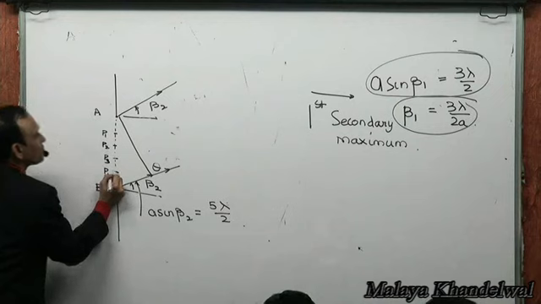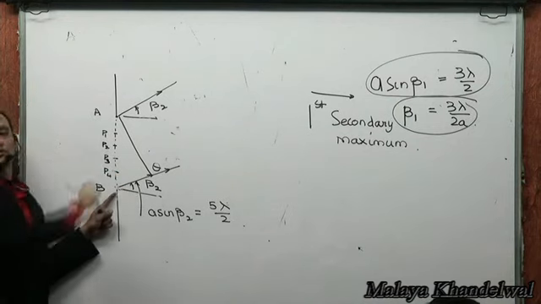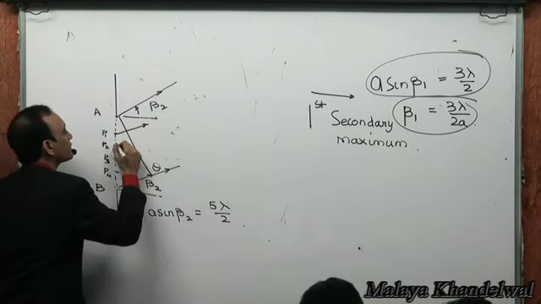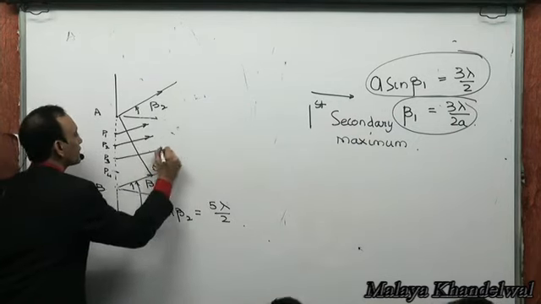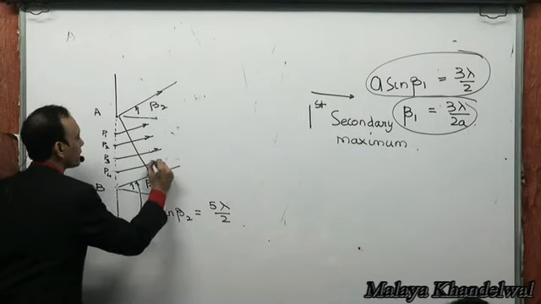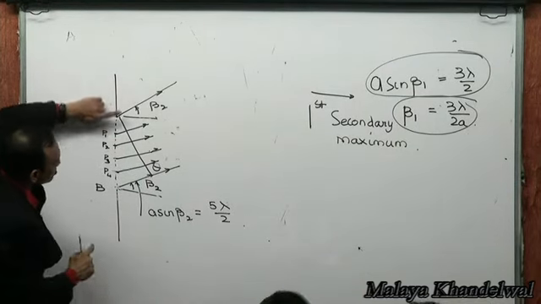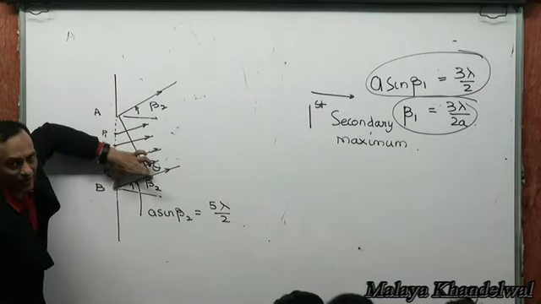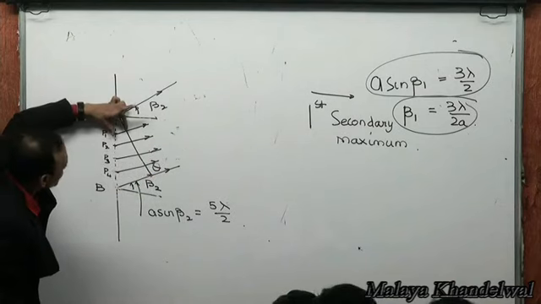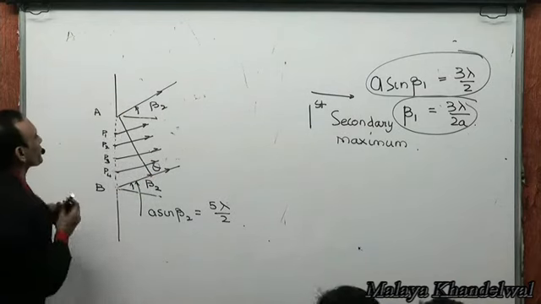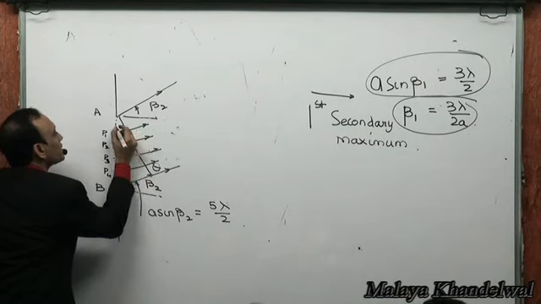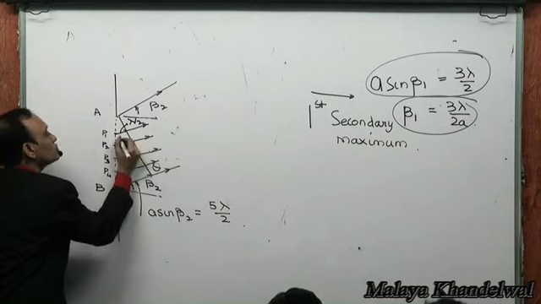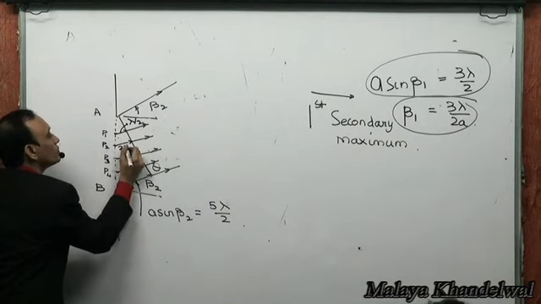P3, P4. These are 5 equal parts in which I have divided the region between A and B. Evidently, again, do you realize that in 5 stages, this grows from 0 to 5 lambda by 2? That means each time it grows by lambda by 2. That means this length is lambda by 2. This length is going to be 2 lambda by 2. That is lambda.